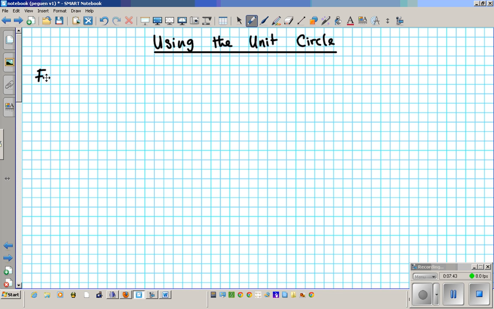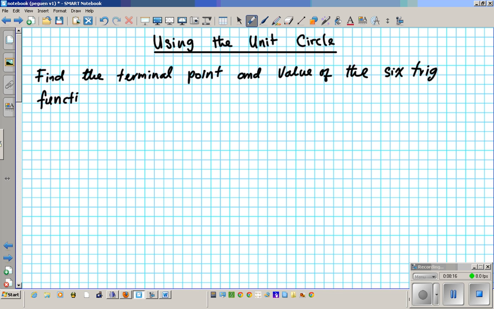Find the terminal side, find the terminal point and value of the 6 trig functions for the given angles.